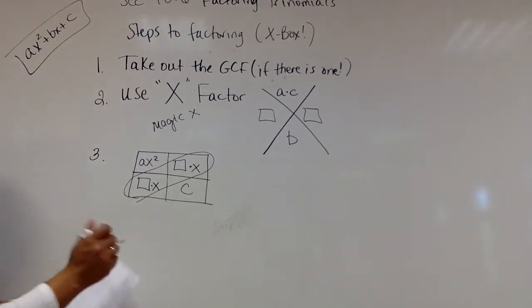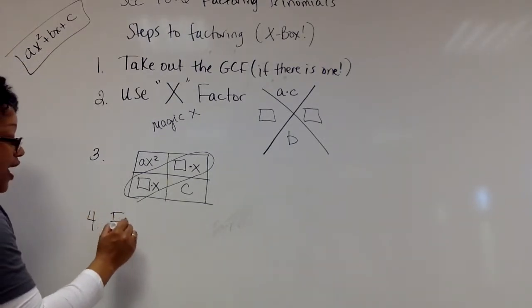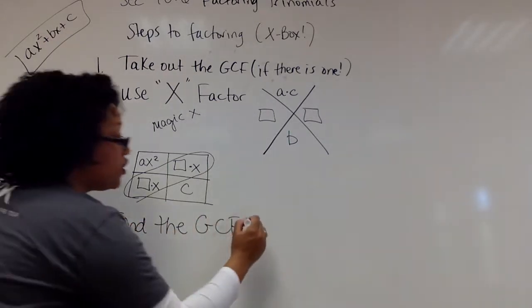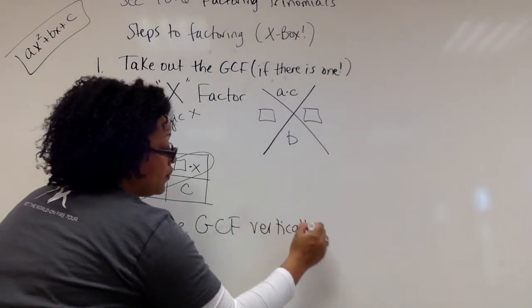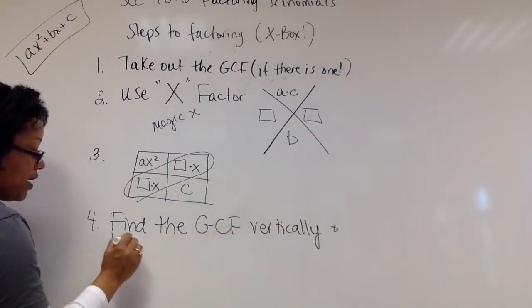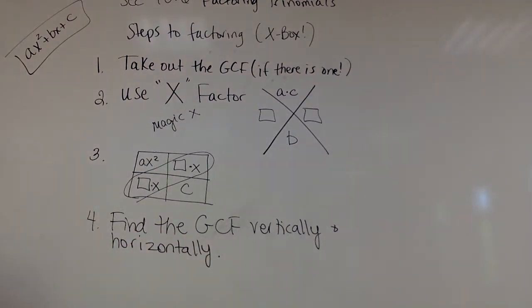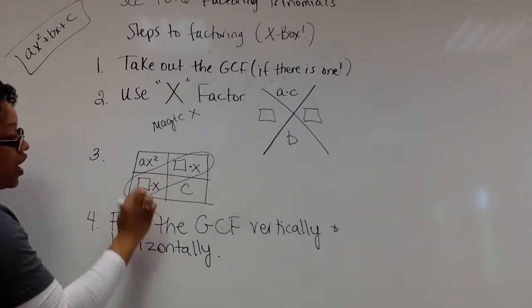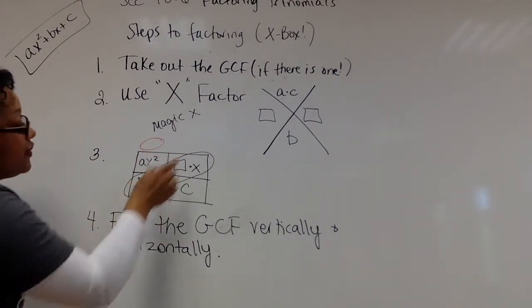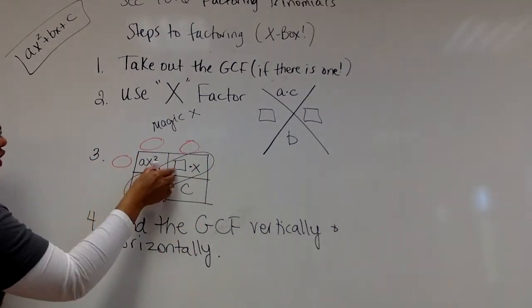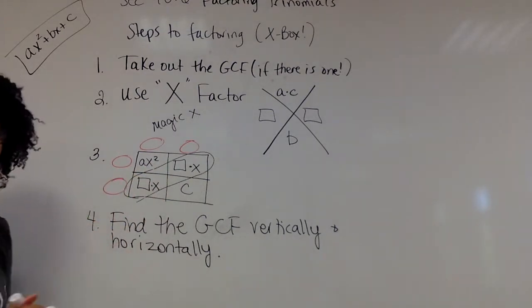And then step four, you're going to find the greatest common factors. Remember, that's the GCF, vertically and horizontally. And you're like, what are you talking about? Well, I'm talking about the box. All right? So I want you to write that down, and then I want you to look at what I'm saying. If I look vertically at this column, I can pull out a GCF. Same with this column. If I go across horizontally, I can find a GCF between these two terms and these two terms. That's what I mean.